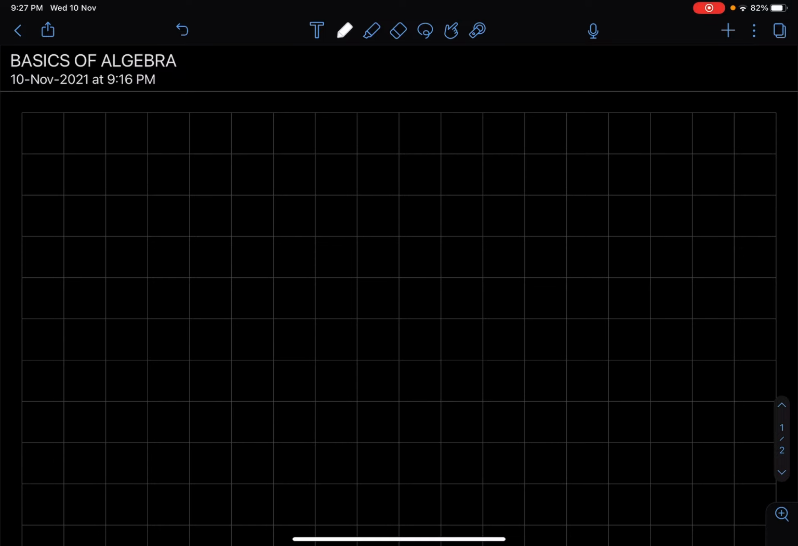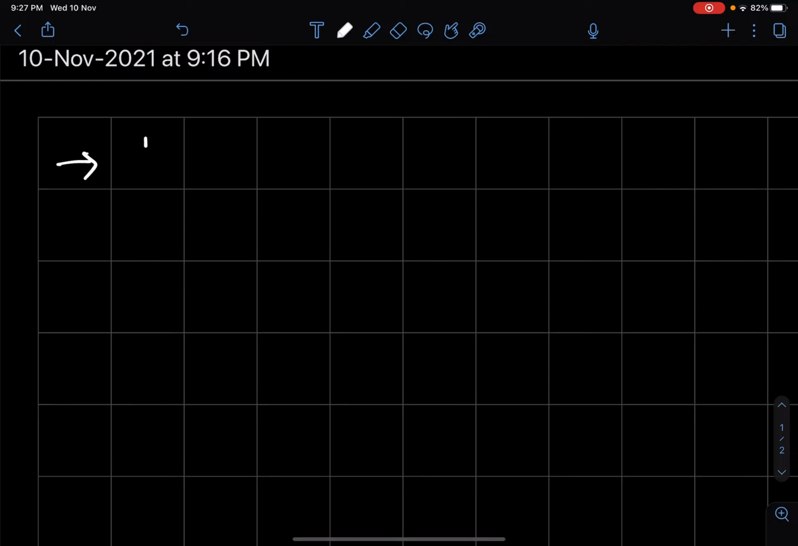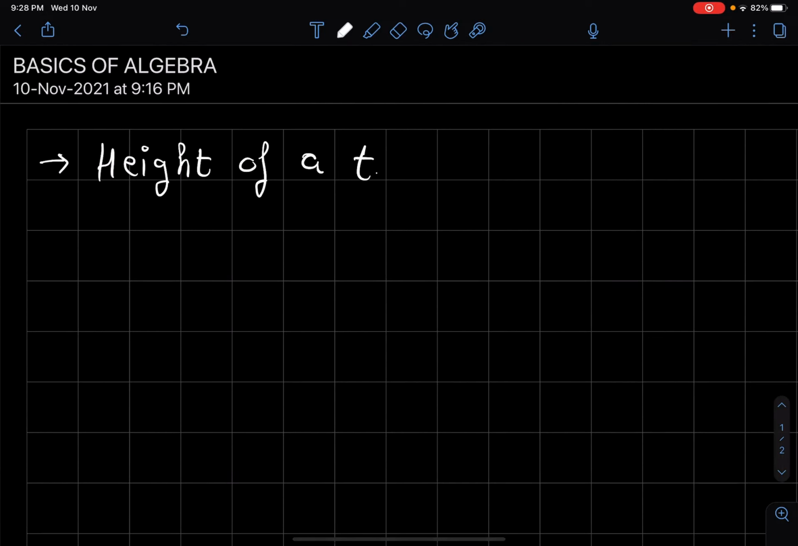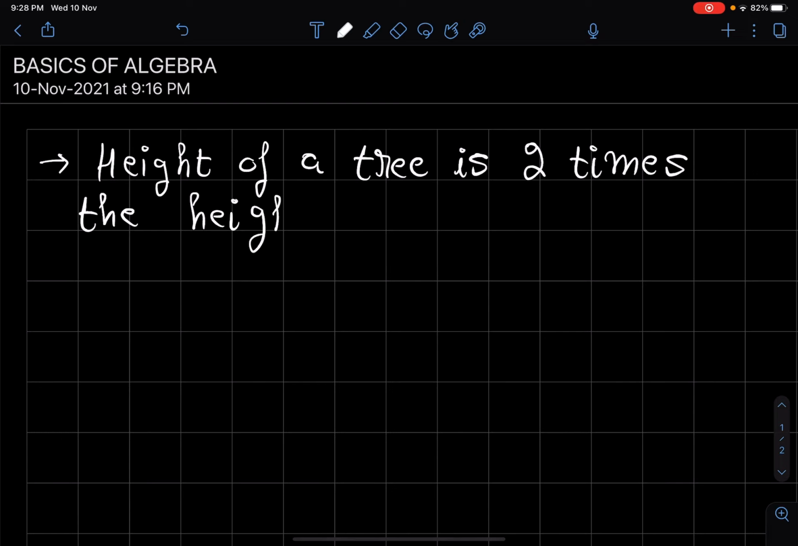So first of all, we need to see how you represent word problems in algebra. Suppose we have something like the height of a tree is 2 times the height of another tree, right?